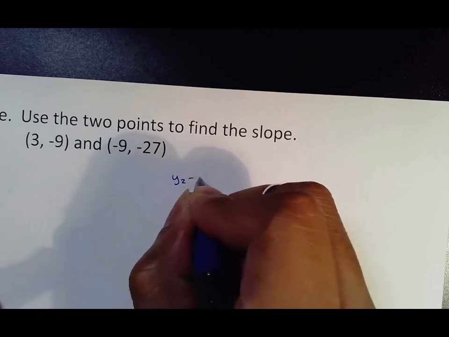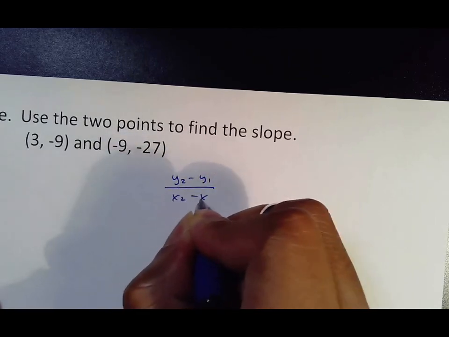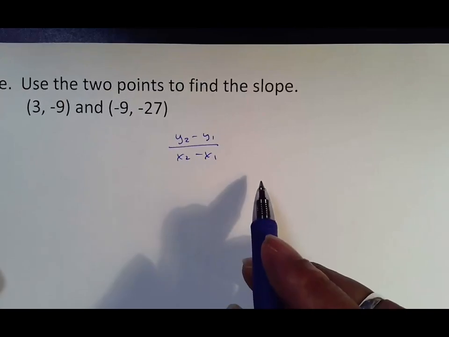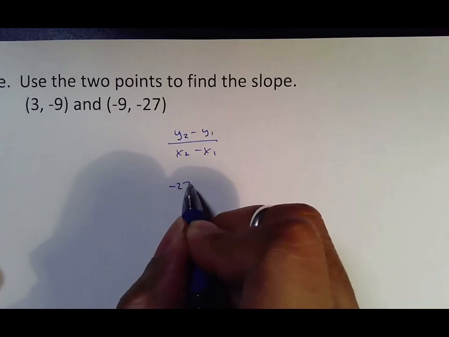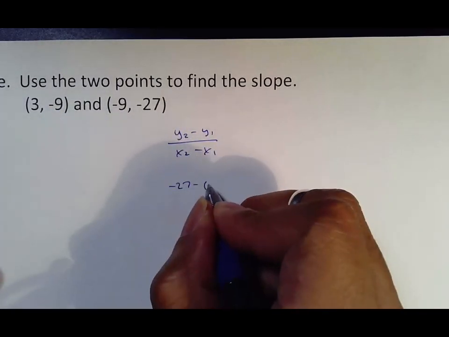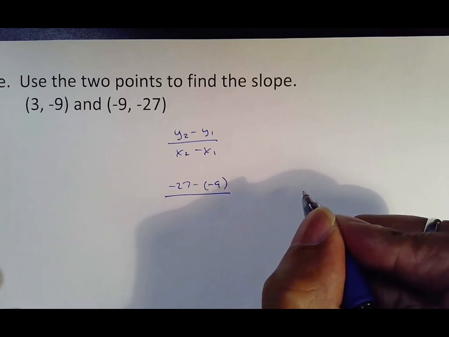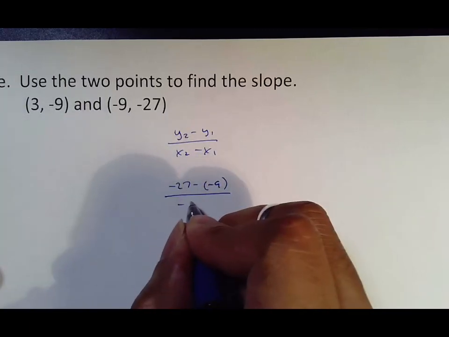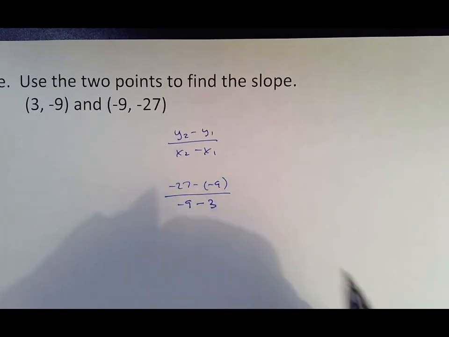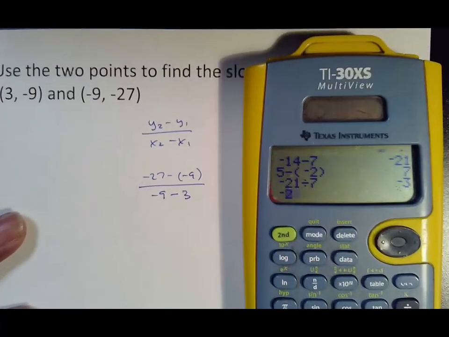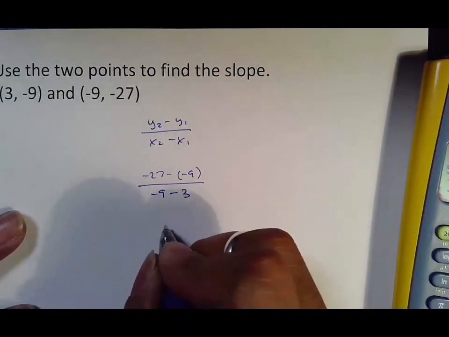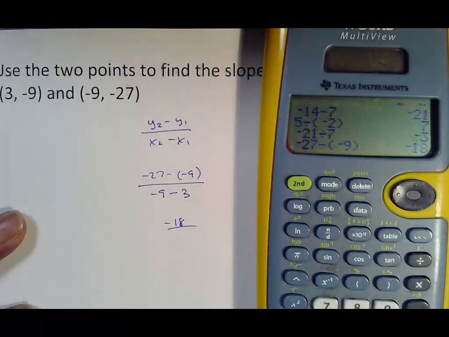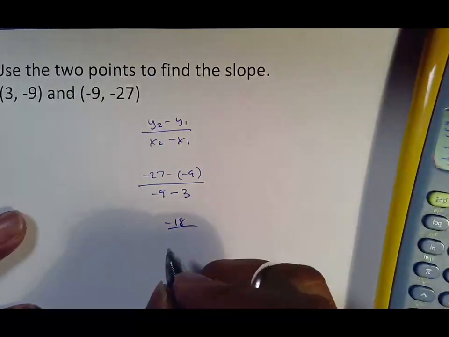The first step is making sure you know how to write the formula, because you eventually need to memorize it. And the second step is making sure you substitute right. So in this case, again, y2 is -27, minus y1, which is -9, and because it's negative, we put that in parentheses. x2 is -9, minus x1, which is 3. And again, if you don't know what those numbers are, you just type it in, so you get -18 here, over -9 minus 3, which is -12.